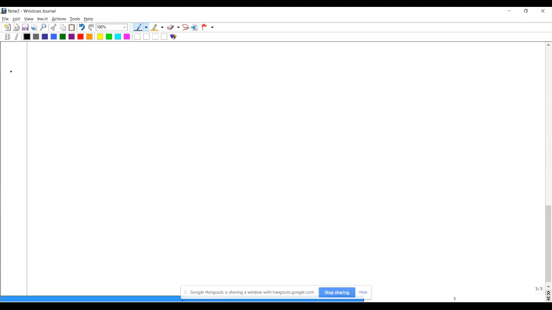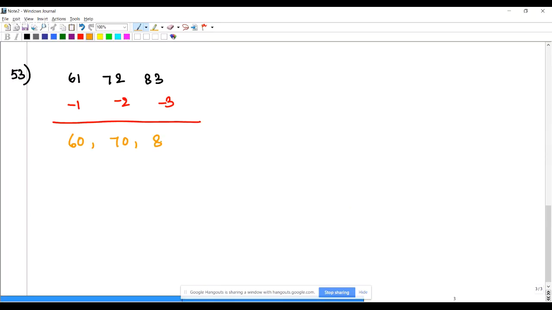Question 53, he's asking you the largest number which divides 61, 72, 83, leaving the remainders 1, 2, 3 respectively. So if it leaves the remainders 1, 2, 3, just take out the remainders so that you get 60, 70, 80. So the HCF, the largest number which divides 60, 70, 80, is simply 10. That's your 53rd one.